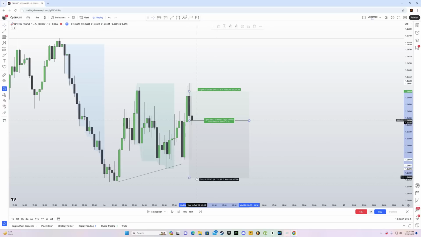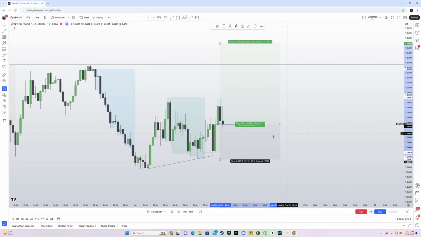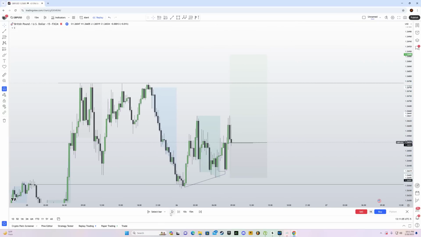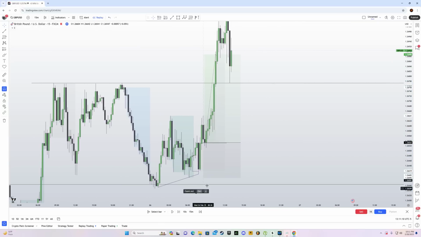Stop went here, right? Actually, it was not here. Let me just adjust it accordingly. Somewhere around here, okay? And it was a 1 to 2, like 1 to 2.5 kind of trade. So this is how it played out. Boom, literally very little drawdown, okay? Yeah, so that's the entire trade breakdown, guys.